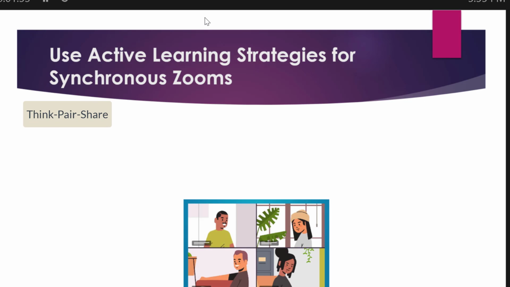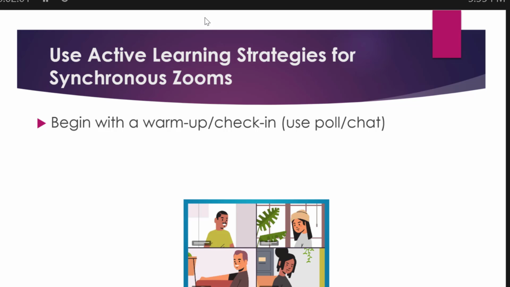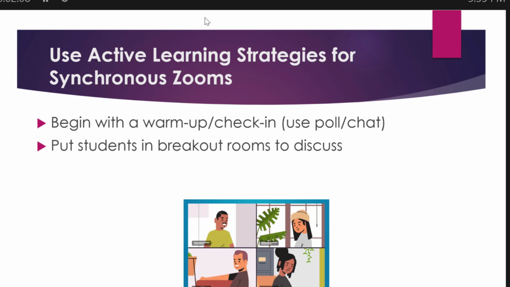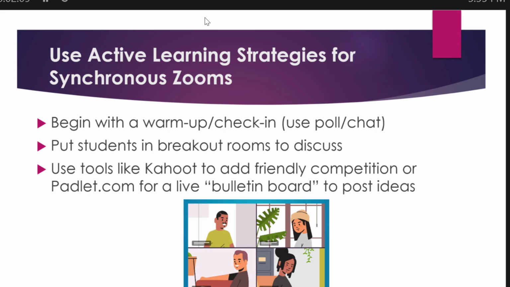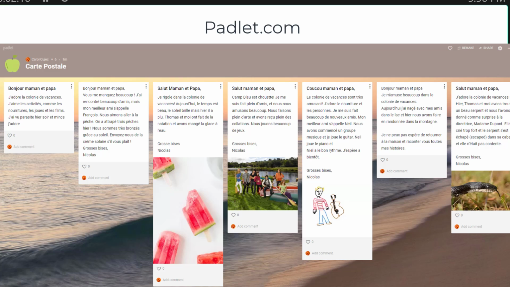You can use active learning strategies in a synchronous Zoom similar to what you would use in a classroom, starting with greeting students by name. Beginning with a warm-up or check-in. You can use the poll function or the chat. Putting students in breakout rooms to discuss topics. And you can use tools like Kahoot, they're never too old for that, to add friendly competition, or Padlet.com, which is a live online bulletin board where they can post ideas or pictures.